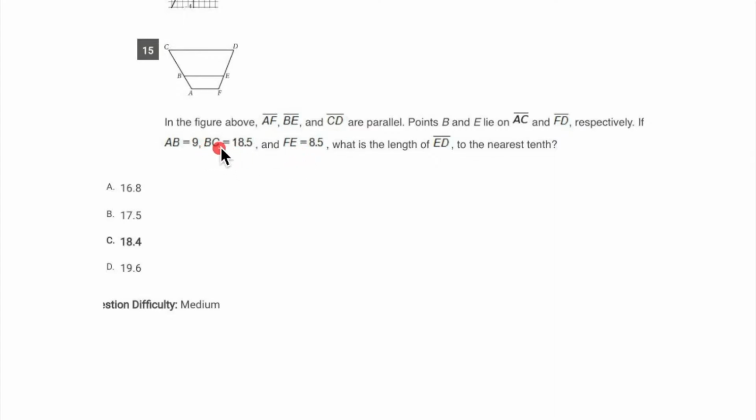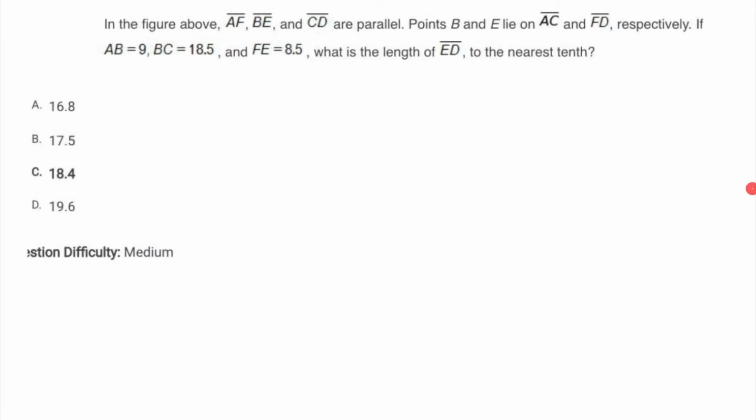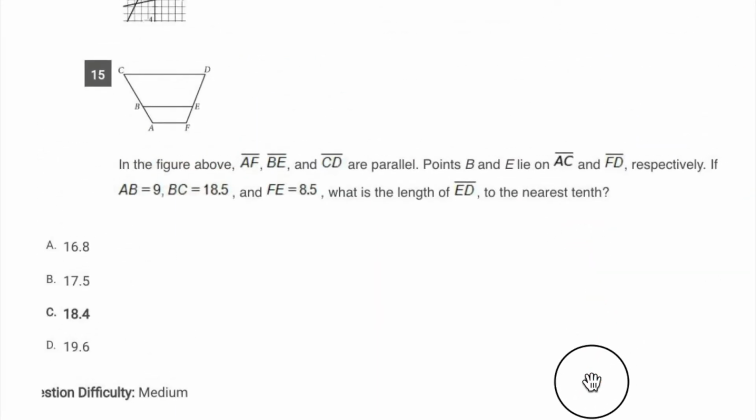Okay, and this one is a geometry problem. In the figure, AF, BE, and CD segments are parallel. Points B on E and E on A, segment AC, and segment FD are on it respectively. If AB, so I'm going to write these in, and I'm going to zoom in for you. All right, so we have AB is 9.